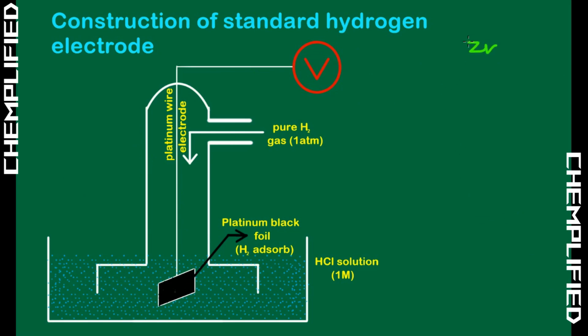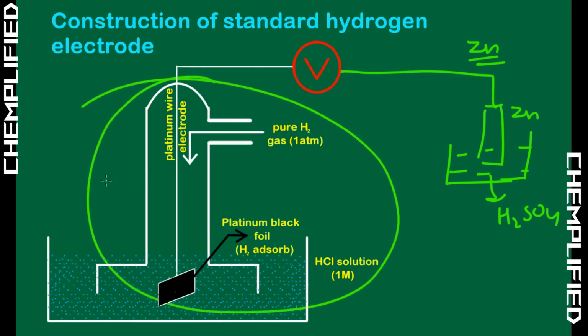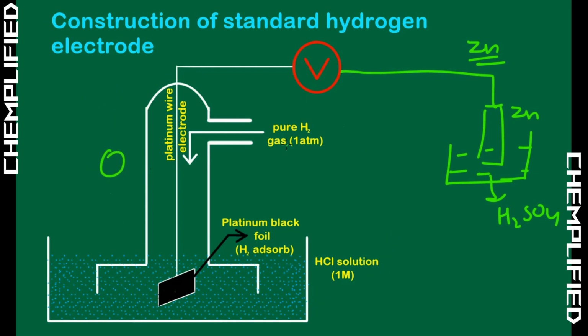Suppose you want to find the electrode potential for zinc. What you are going to do is keep another container, dip a rod of zinc in it, suppose the solution is H2SO4, and connect this zinc electrode with a wire to the voltmeter. Now we know that the electrode potential value of this whole system is equal to 0, right?